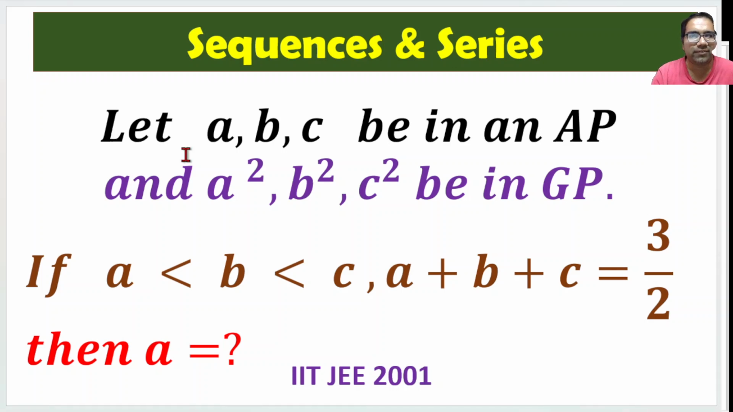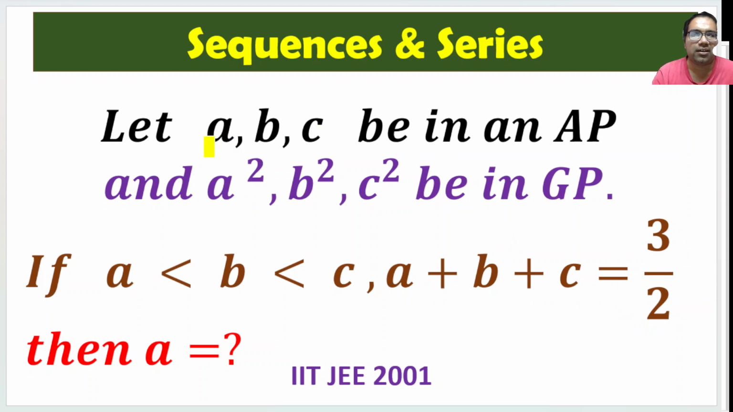Hi friends, here we are given A, B, C in arithmetic progression. At the same time, A square, B square, C square are in geometric progression. We are also given A less than B less than C and A plus B plus C equals 3 by 2. A, B, C are in arithmetic progression and the sum of these three numbers is 3 by 2.